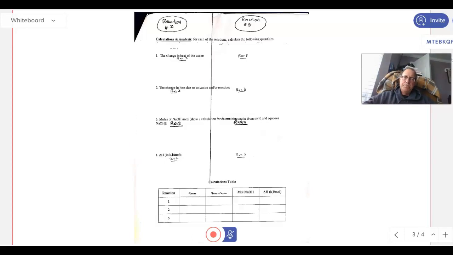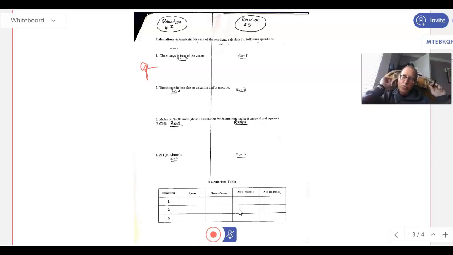Then you're going to take a look at the next page, and you can see that there is reaction 2. I want you to do the calculations on reaction 2 on the left side, and reaction 3 on the right side. I broke them in so you can do them both in half. Now, the change in the heat of water: in this case we're going to use the Q. Now, the change in the heat due to solvation and/or reaction. Our first one was solvation, and then we had reaction.